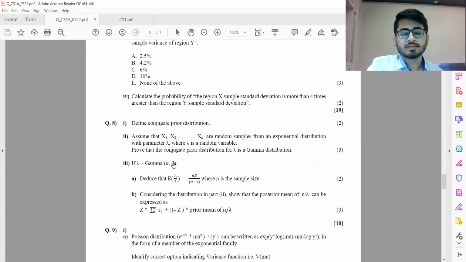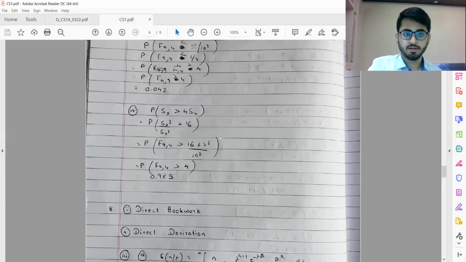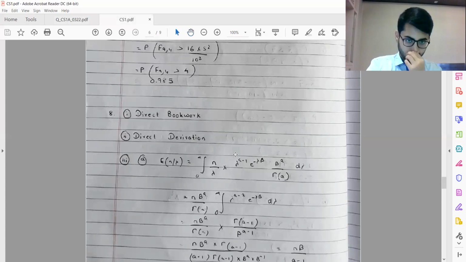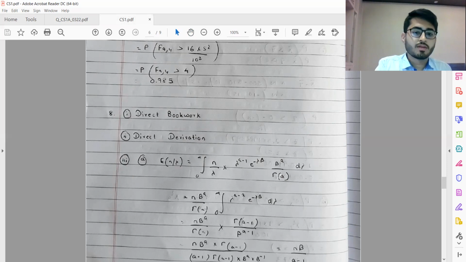Part 3 is lambda is gamma(alpha, beta). Deduce that the expectation of n by lambda is this. So let's take a look at part 3a. Expectation of n by lambda is the integral of n by lambda into the PDF of lambda, where lambda follows nothing but gamma(alpha, beta). Remember that there is no x over here. My random variable here instead of x is lambda. So just keep this in mind.